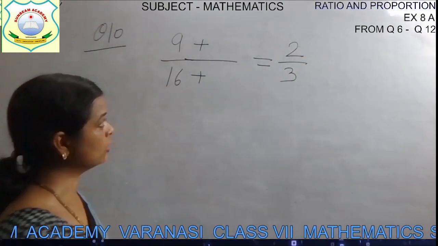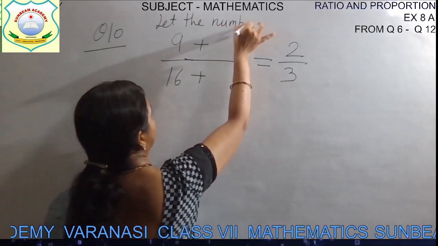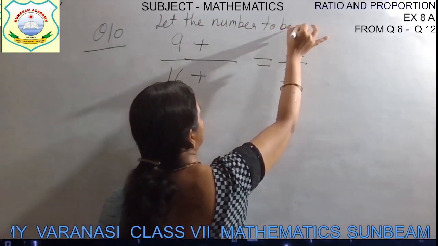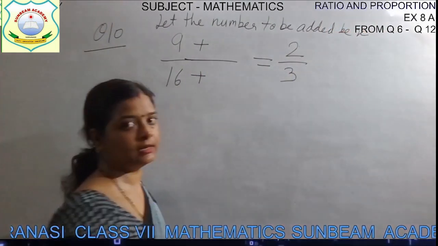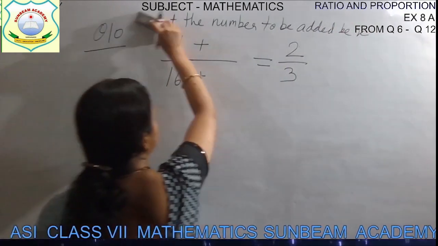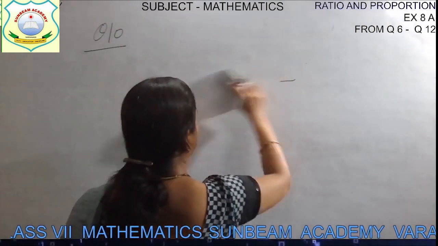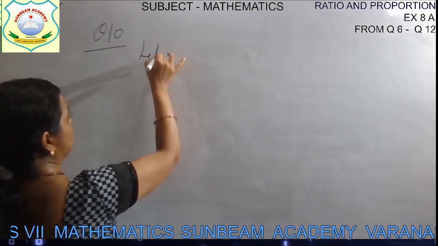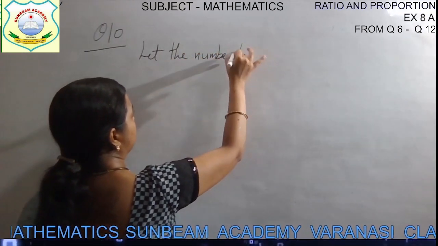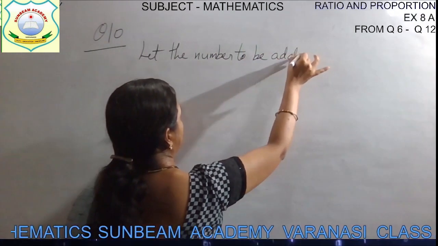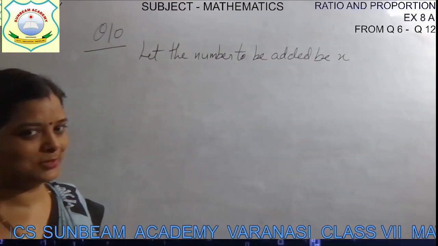Okay, so what will you do? Let the number to be added be x. Let the number to be added be x. Children, please write down carefully. Let me write down again. Let the number to be added be x. Now it's good.